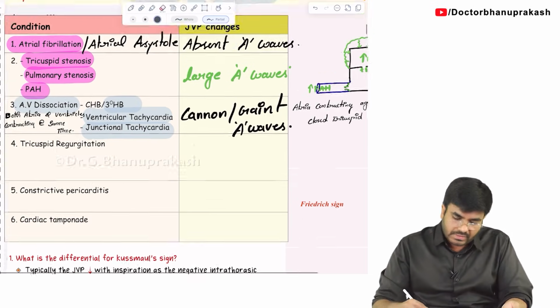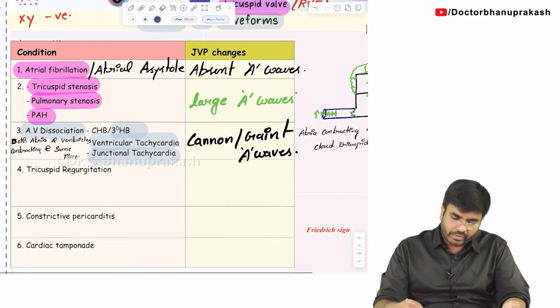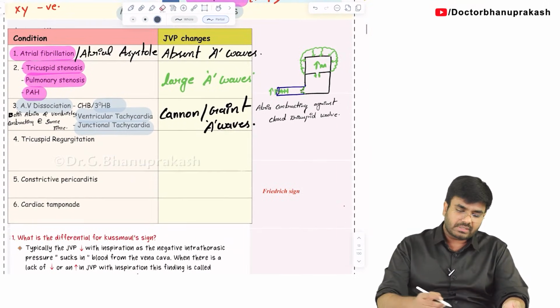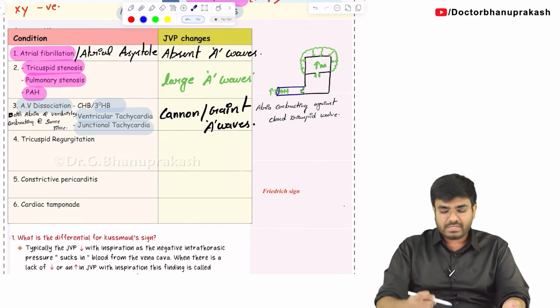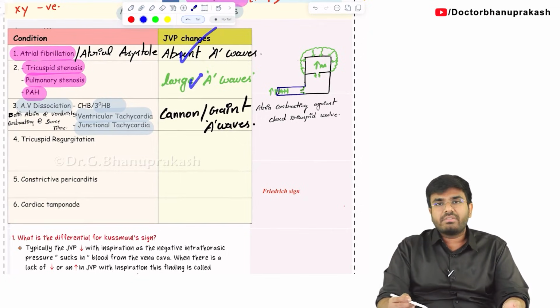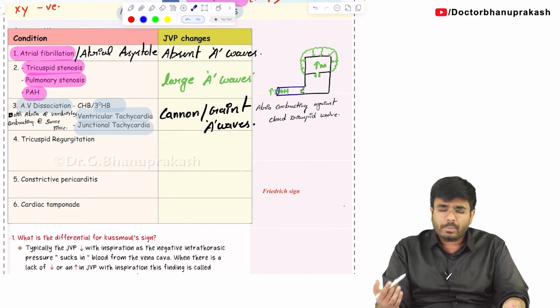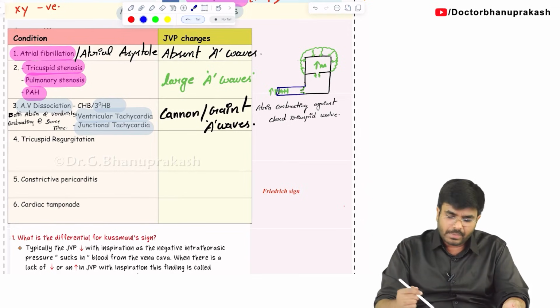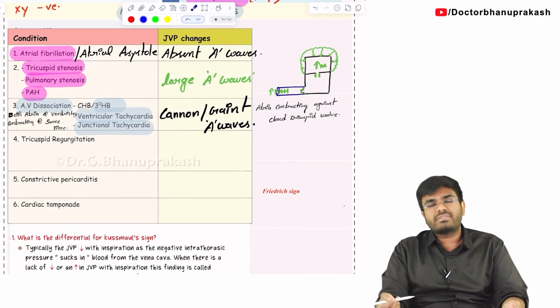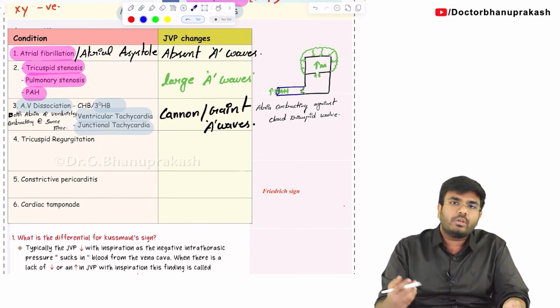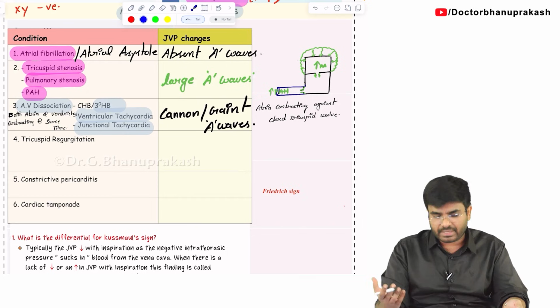Okay, so these are the three A wave abnormalities which I want you to know for your exams, NEET PG, FMG exams. Absent A waves are seen in atrial fibrillation. Large A waves are seen in tricuspid stenosis, pulmonic stenosis, pulmonary artery hypertension, etc. And cannon or giant A waves are seen with atrioventricular dissociation, which is seen in three conditions: complete heart block, junctional tachycardia, and VTAC, ventricular tachycardia.